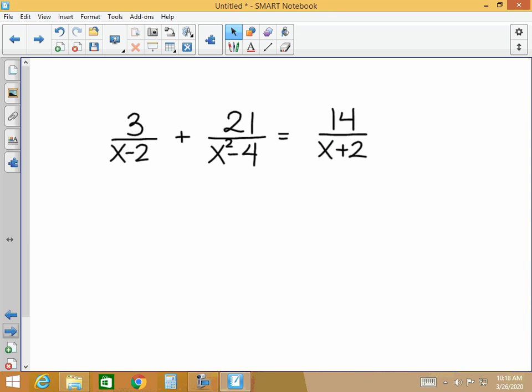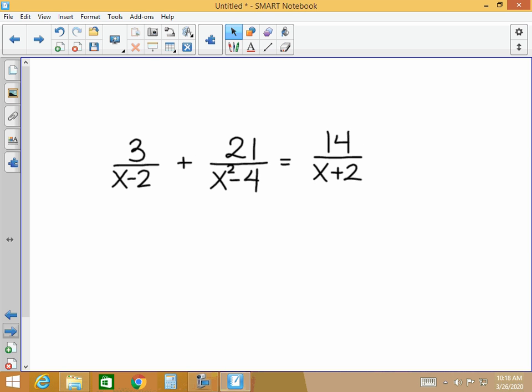All right, so this one, it'd be a great idea to go ahead and give it a shot from beginning to end. Follow the path that we took before. Find the domain, find the lowest common denominator, multiply it through, reduce things, solve what's left, check against the domain before you circle your answers.